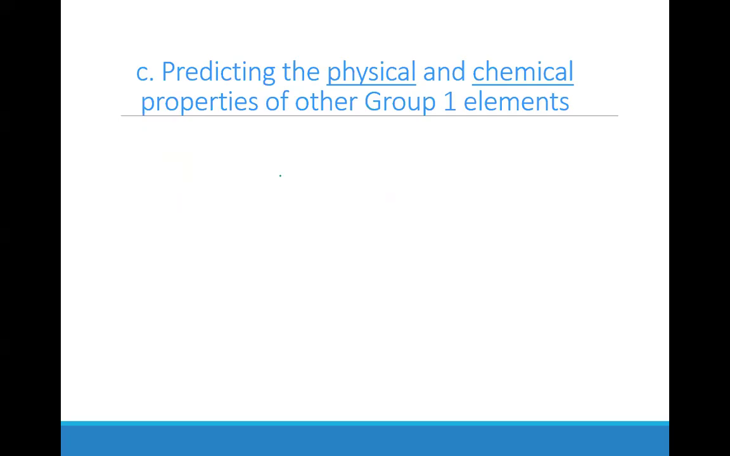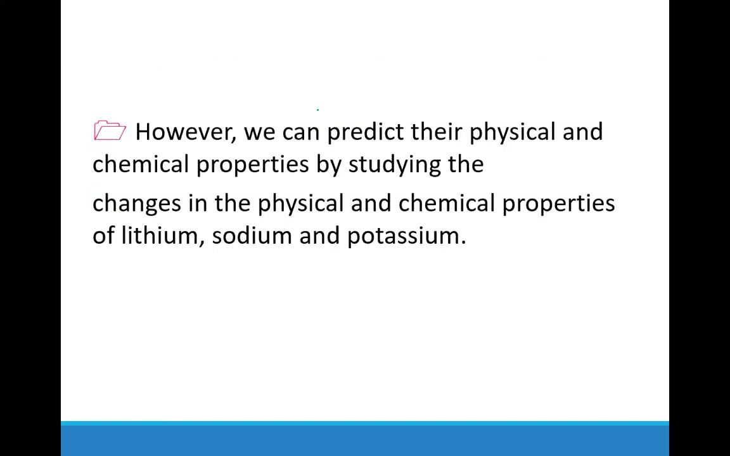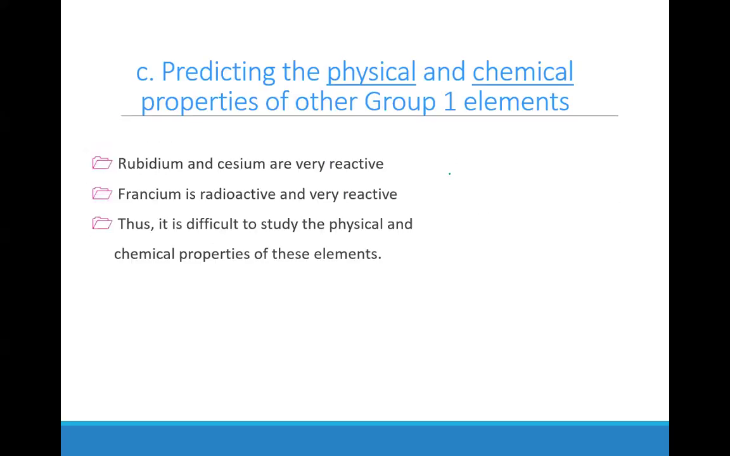Okay, so now let's predict the physical and chemical properties of group 1 elements. As you move down group 1, let's just write the elements in group 1. The first element is lithium, then we have sodium.